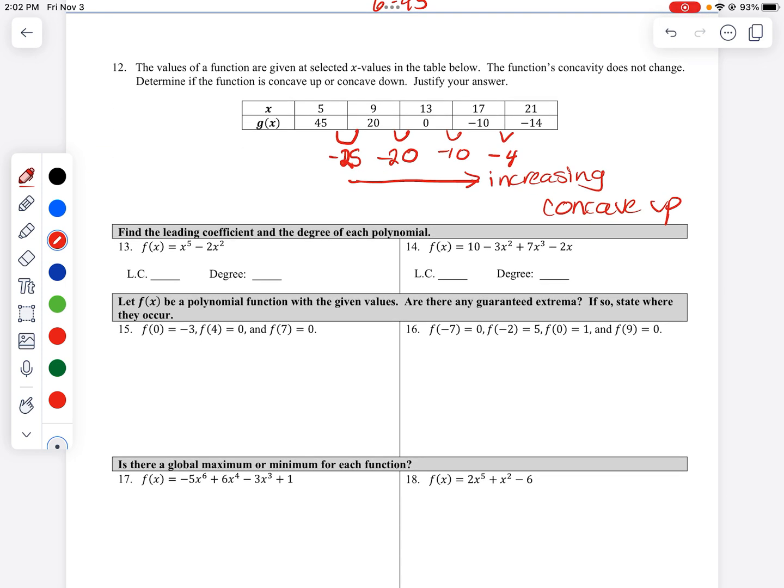So again, our leading coefficients and our degree. Our degree is 5, the highest power. The number out in front is 1. All right, here our degree would be, oh, that's not the highest power. Our degree would be 3. Our leading coefficient is 7.